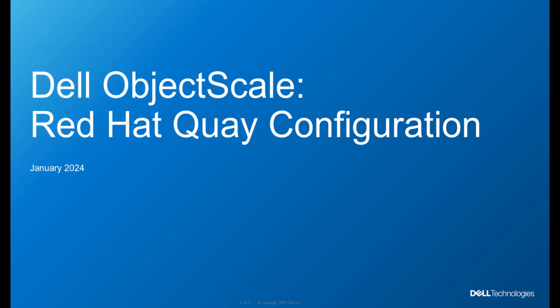In this demo, we are going to integrate the Red Hat Quay container registry with Dell ObjectScale storage. And we are going to deploy the Red Hat Quay container registry on an OpenShift cluster. So for this demo, I already deployed an OpenShift cluster and a Dell ObjectScale storage array.